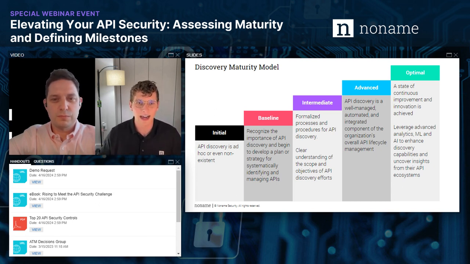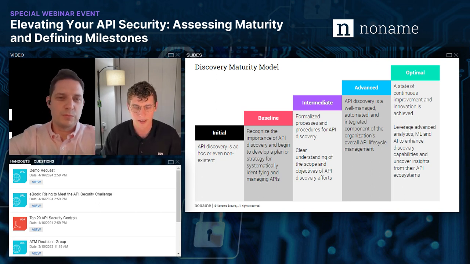And finally, at the highest level of maturity, organizations have achieved a state of continuous improvement and innovation in their API discovery. Now they're leveraging advanced analytics, machine learning, potentially some artificial intelligence to enhance their discovery capabilities and uncover insights from their API ecosystems. The important part here is that API discovery is now tightly integrated into other aspects of API management, such as governance, security, and performance optimization.